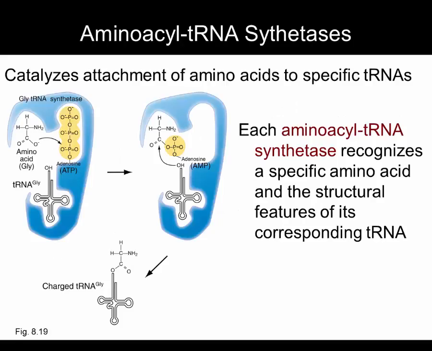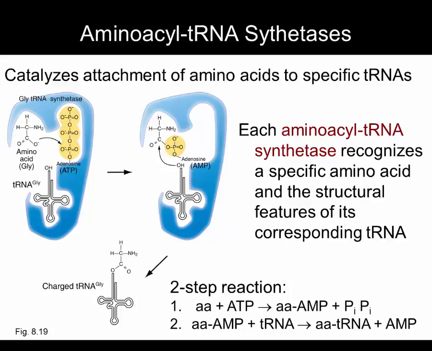This diagram shows how charging works. Aminoacyl tRNA synthetases have several binding pockets. One recognizes a specific amino acid, while another recognizes the tRNA that corresponds to that amino acid. For instance, here you see a glycine in one binding pocket and a glycine tRNA in another pocket. And like in so many other processes, the energy here is provided by ATP.